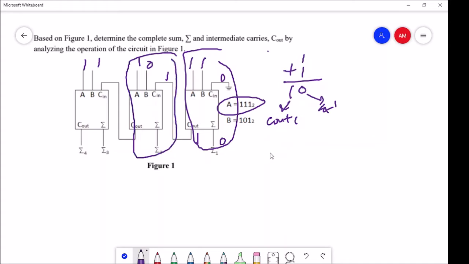Masuk yang kedua, half adder yang kedua, 1 tambah kosong tambah 1. 1 tambah kosong tambah 1, 1 kosong. 1 letak dekat C out, kosong letak dekat sum 2. 1 dekat C out 2.